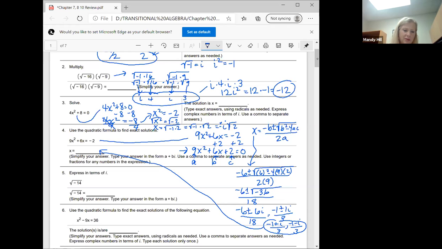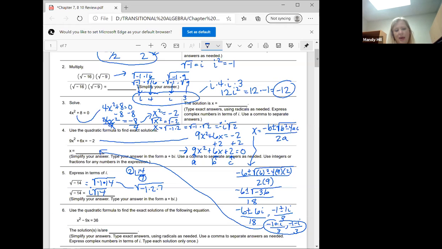So express this in terms of i. Well, I know that I can separate it out and say that's -1 times 14. But 14 is not a perfect square, so I have to look at the factors of 14, and I know that 2 goes into 14 7 times, and that's prime. So what I was trying to see was are there any pairs that I could pull out here? And there's not. So the only thing I can pull out is an i, and of course, it's going to be 14 still underneath the square root.